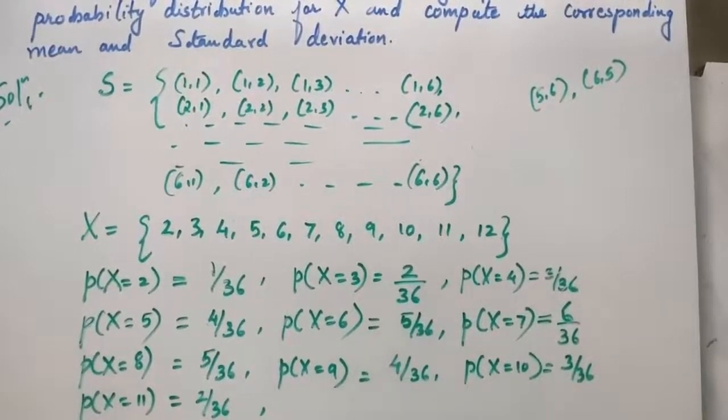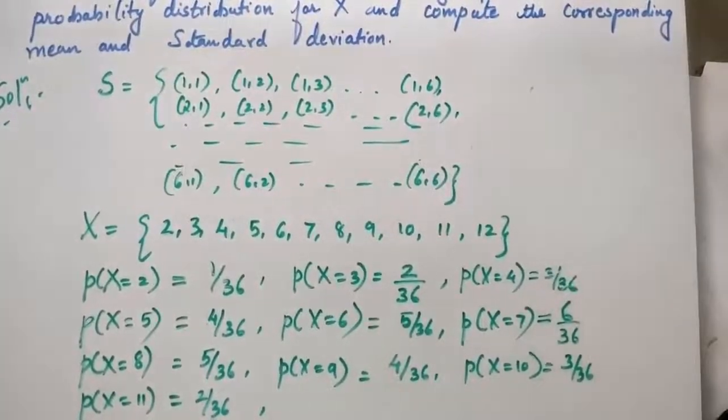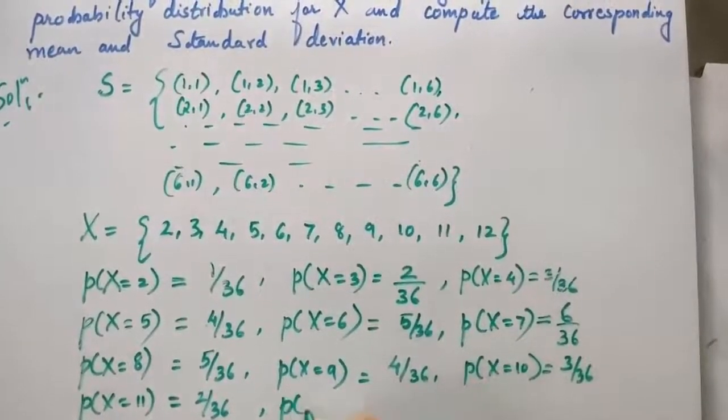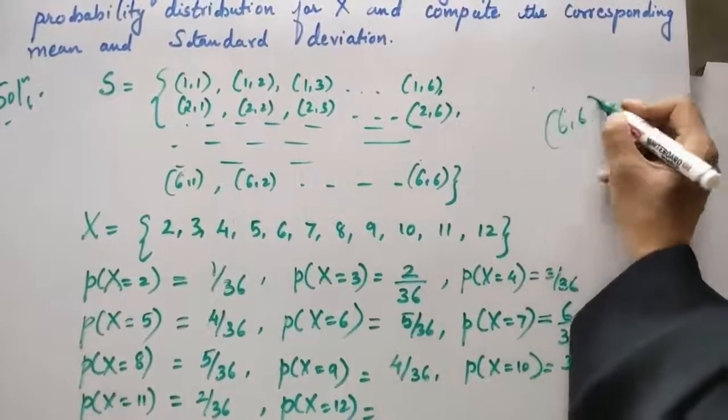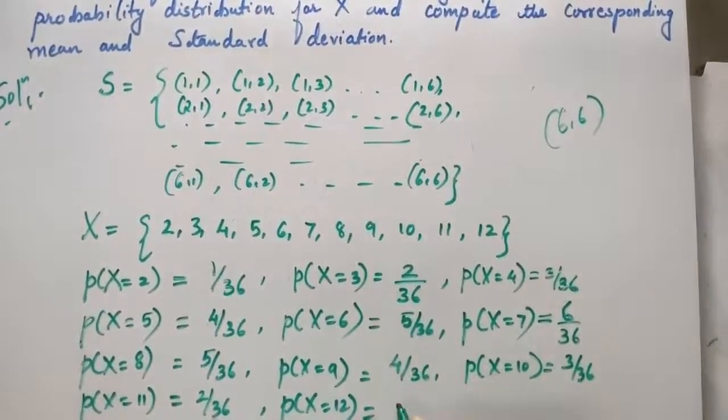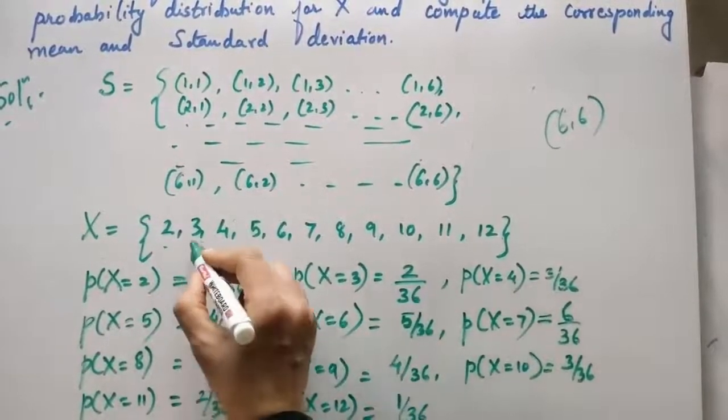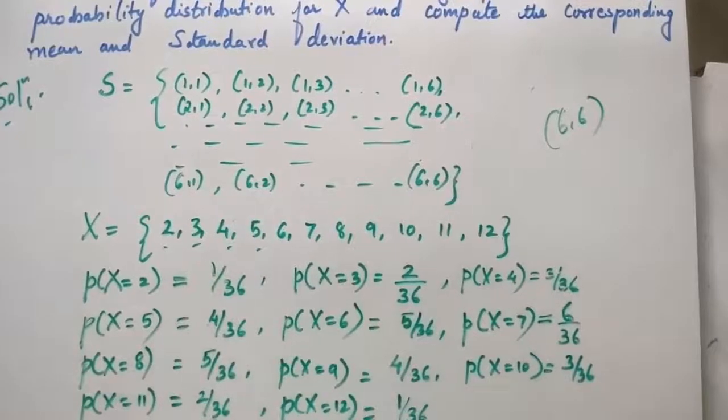So 2 by 36. Similarly, the last one, the probability of getting P of x equal to sum 12. There is only one single possibility which gives you sum 12, that is (6, 6). So 1 by 36. So this is all the probability distribution for each of the real values taken by your random variable x. I hope that is clear to all of you.